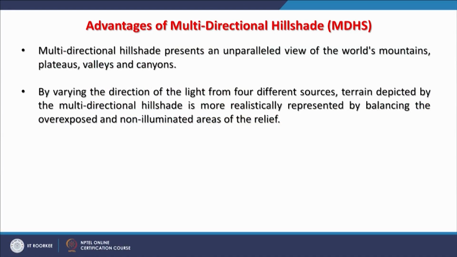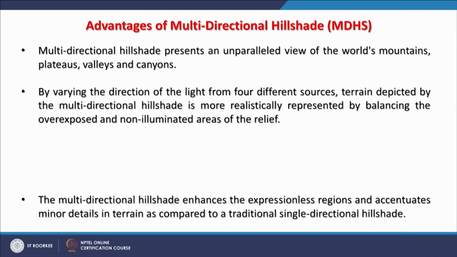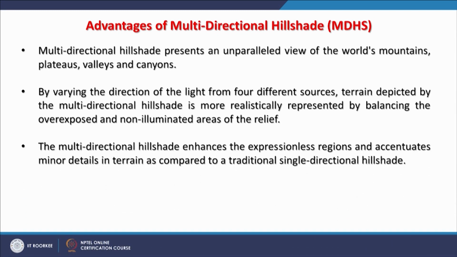So by varying the direction of the light from four different sources or four different directions, terrain depicted by the multidirectional hillshade is more realistically represented by balancing the overexposed and underexposed or non-illuminated areas of the terrain or relief. And multidirectional hillshade enhances the expressionless regions and accentuates minor details in terrain as compared to traditional single directional hillshade.